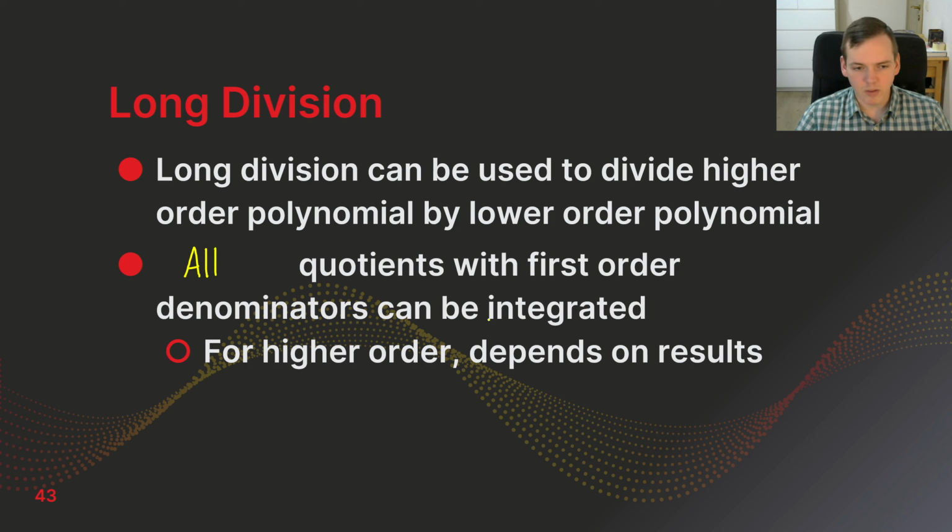All quotients with the first order denominators can be integrated. For higher orders, it depends on the result. So if you have something like 1 over x plus 2, where the denominator is x to the first, this can always be integrated. Whatever is in the numerator, as long as it's not a variable, and whatever is in the denominator, plus, minus, whatever, all those can always be integrated. Other ones depend on some results.